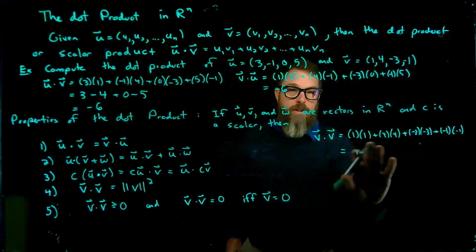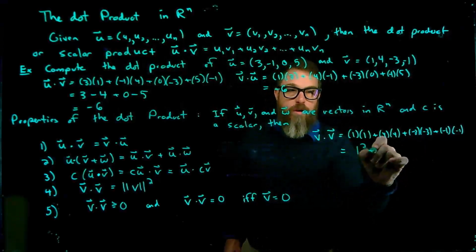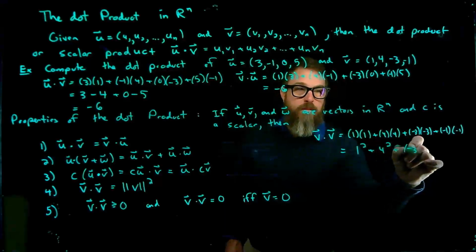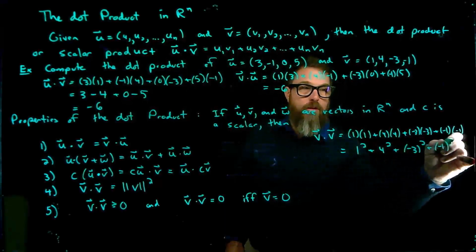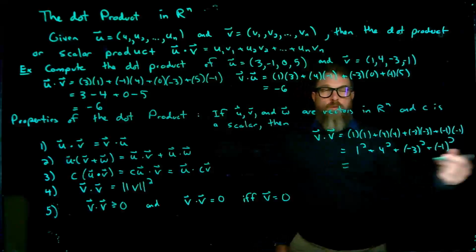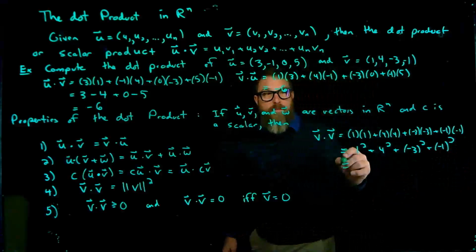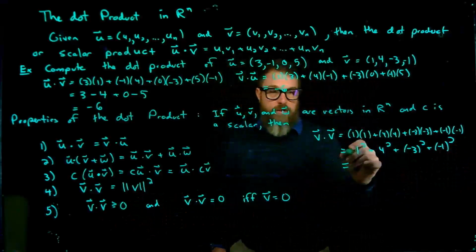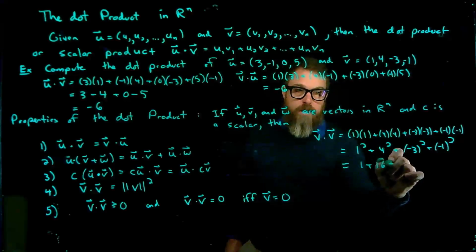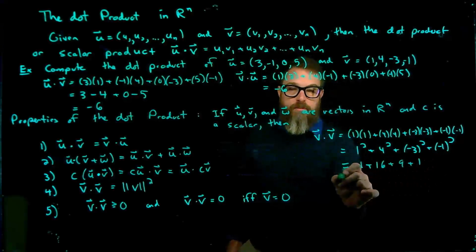Let me write it this way. This is actually 1 squared plus 4 squared plus negative 3 squared plus negative 1 squared. And when you square these things, they will always be non-negative. So that's why it's always greater than or equal to 0. So 1 plus 16 plus 9 plus 1.